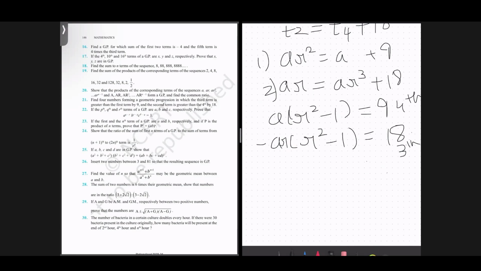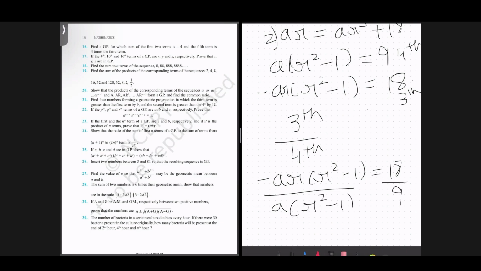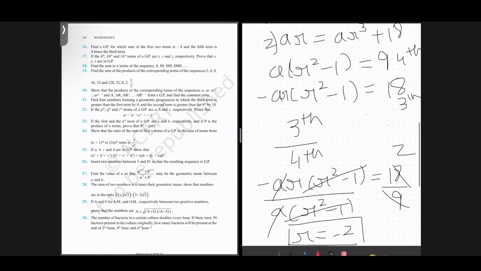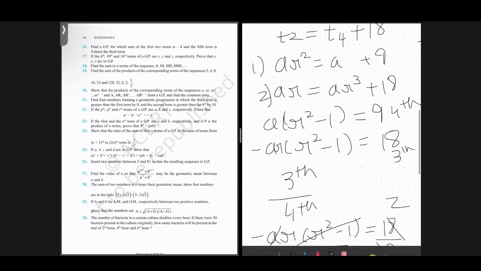When you divide the fourth equation by the third equation, what you get is minus ar(r square minus 1) upon a(r square minus 1) equal to 18 upon 9. This entire thing gets cancelled, and this gets cancelled. So r is equal to -2, and substituting the value of r equals -2 in the first equation, we'll be able to solve for a, right?